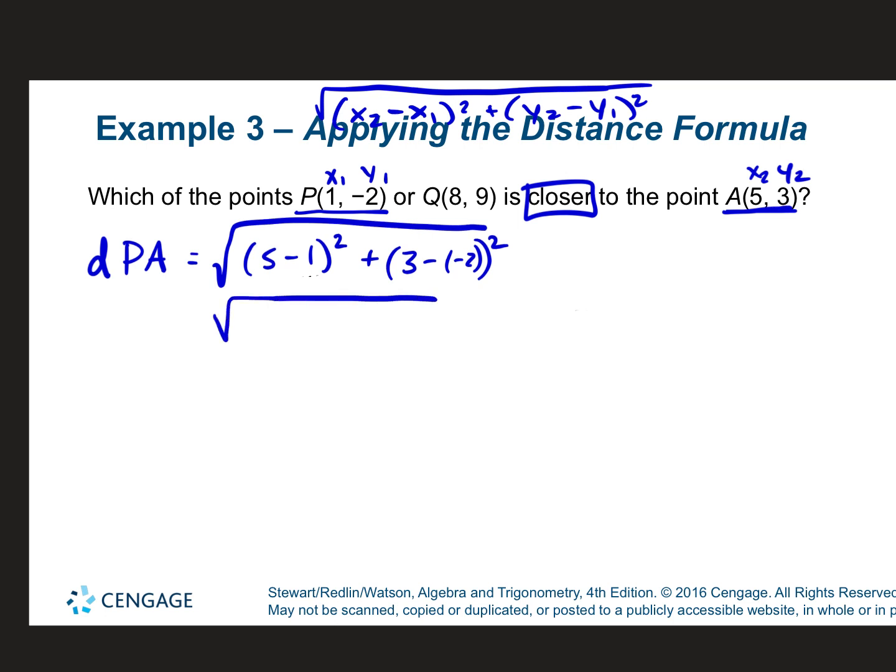So it's 5 minus 1? 4 squared plus, what is 3 minus negative 2? 5. Awesome. This turns into a plus, so 3 plus 2 would be 5 squared. What's 4 squared? 16 and 5 squared? 16 plus 25 is 41. So the distance from P to A is square root 41. We can just leave it as a radical for now. We're going to compare that to our other distance.